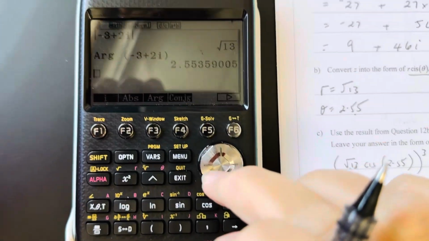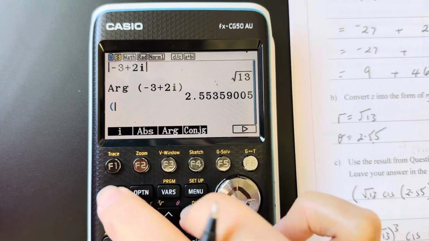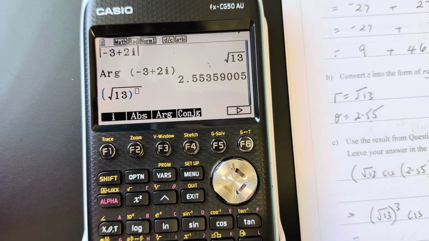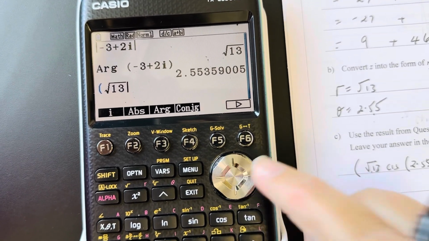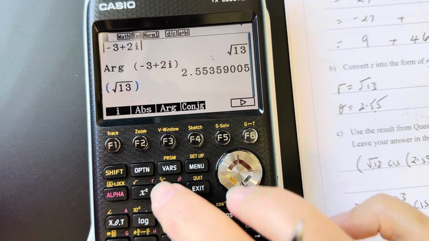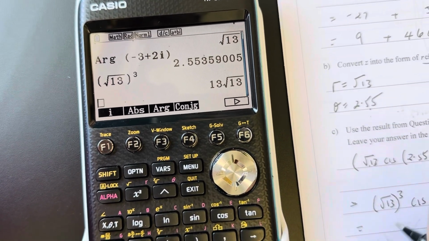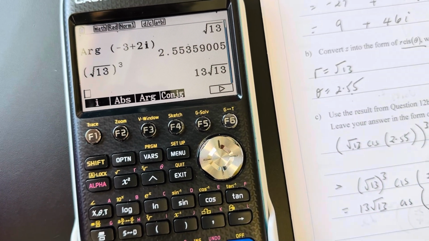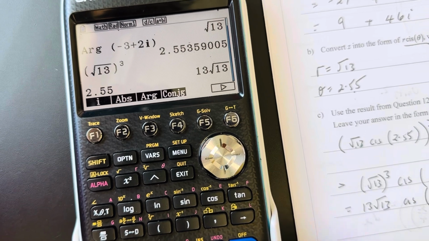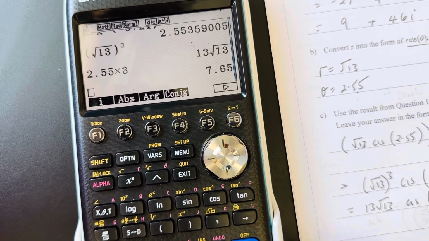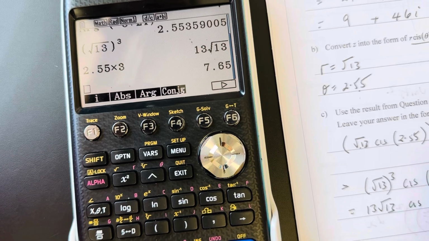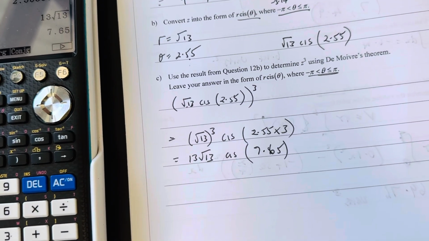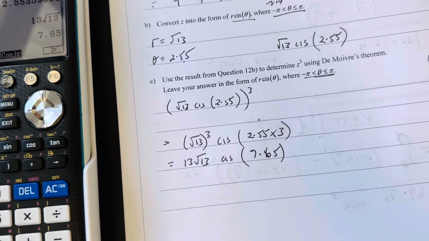Trusty calculator. I'm going to go shift root 13, close brackets, to the power of 3, 13 root 13, cis 2.55 times 3, 7.65. So that's looking like we've got it in cis form.